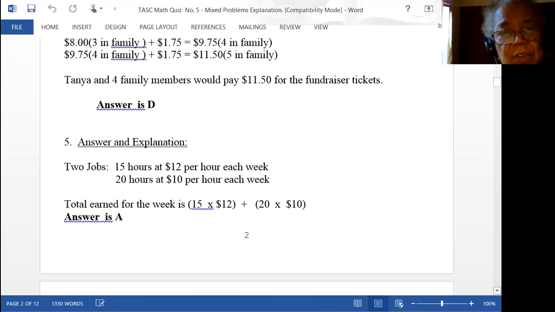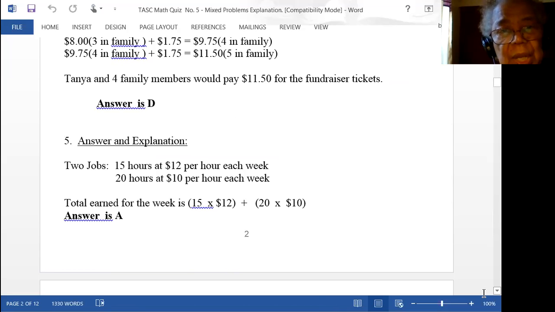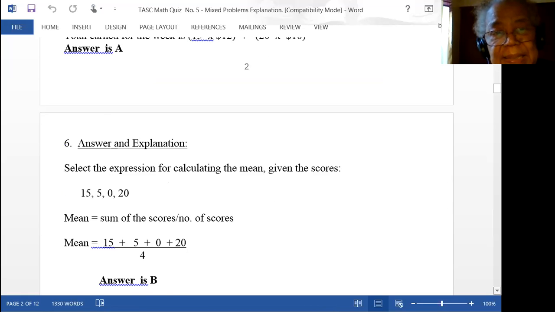Number 5, we're given a person has 2 jobs, and the first job, they make $12 an hour during the week, and they work 15 hours. The second job, they make $10 an hour, and they work 20 hours. So the total earned is going to be the 15 hours times the 12, which is here, plus the 20 hours times the 10, which is answer A. Okay, let's go to number 6.